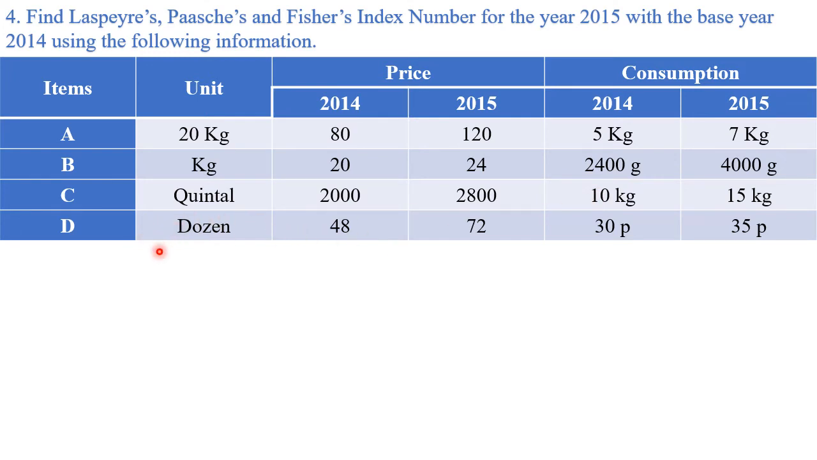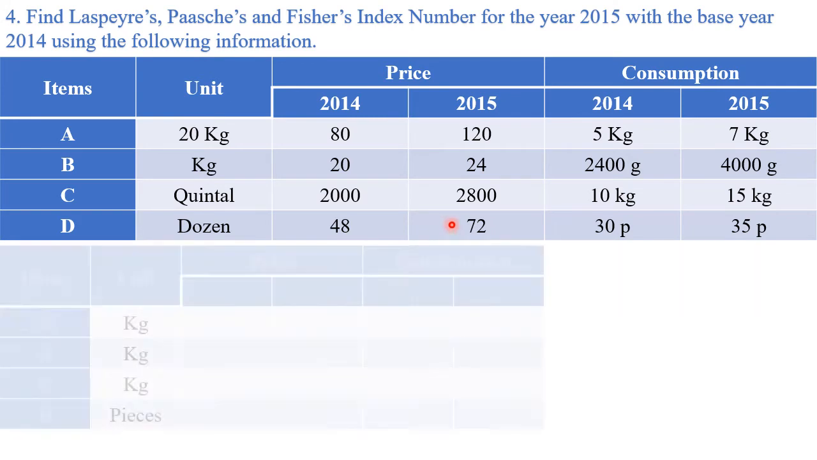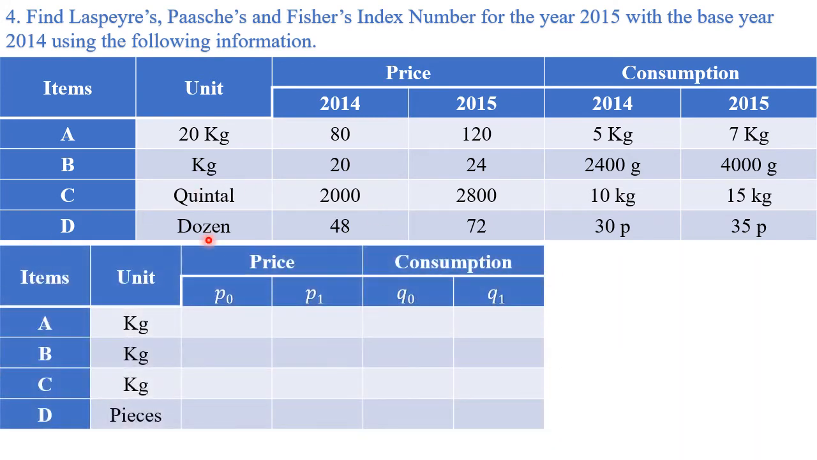Similarly, a dozen is 12 pieces. So 30 pieces and 35 pieces are my consumption here, and the price is per dozen, 48 rupees per dozen and 72 rupees per dozen. So what I'm going to do is convert this dozen and the prices into per piece price. For that purpose we have to recreate the whole table here.